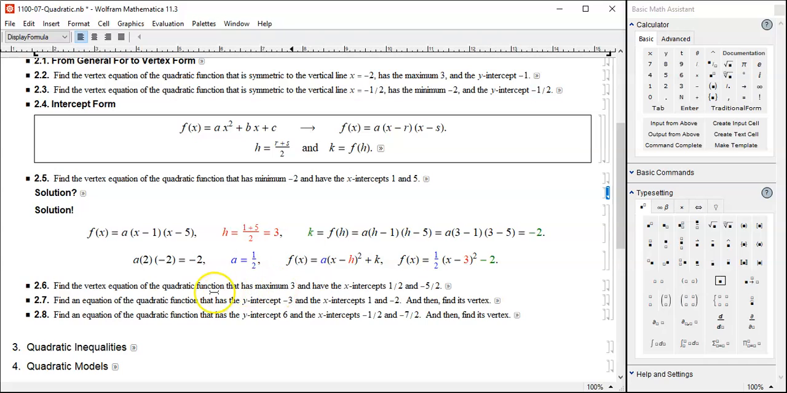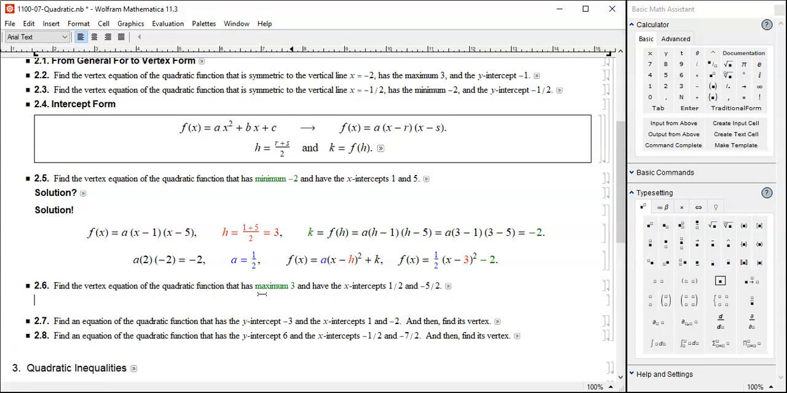How about the next problem here? 2.6. Find the vertex equation of the quadratic function that has maximum 3. So the previous one has minimum 2, and this one has maximum 3. So similar. And x-intercepts are 1/2 and -5/2. Do you think this is a very similar problem?